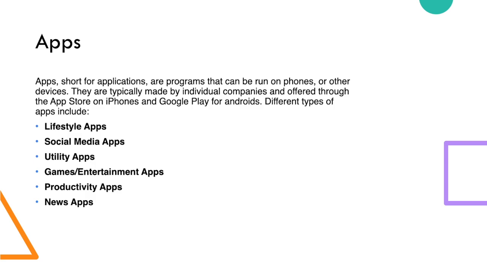All right, now on to apps. That's the page after. Apps, which is short for applications or programs that can be run on your phones or other devices. They're typically made by individual companies, not by your phone manufacturer. So if you download the Facebook app on your iPhone, you're not getting it from Apple. Facebook is by Facebook's company, which is Meta.